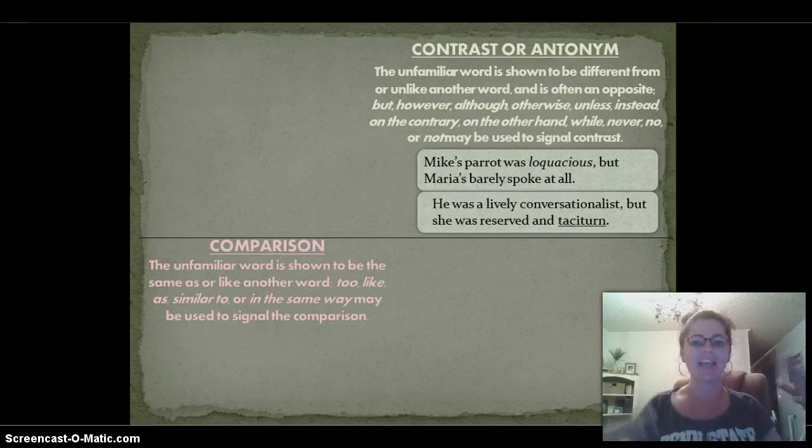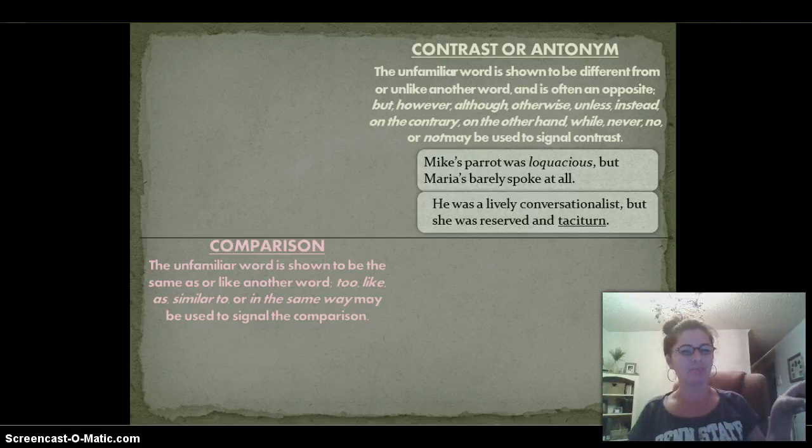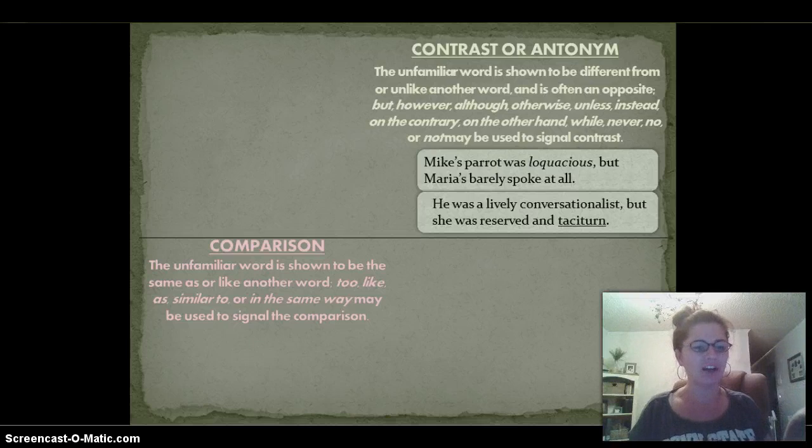Loquacious. Smitty. Next one, he was a lively conversationalist, but she was reserved and taciturn. So if he was a lively conversationalist, and on the opposite, we had the girl who was reserved and taciturn. Well, if you're a lively conversationalist, then you're probably loquacious, right? And taciturn must mean the opposite then, probably reserved and not very talkative at all.